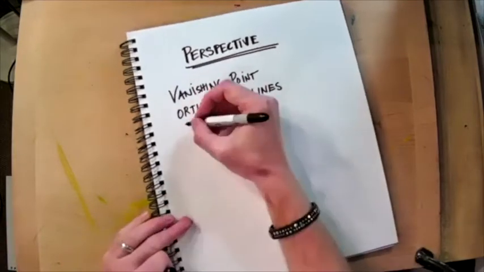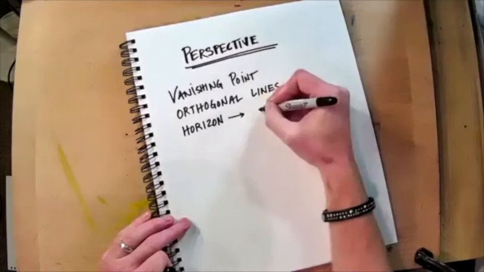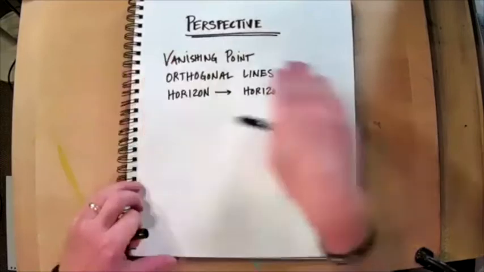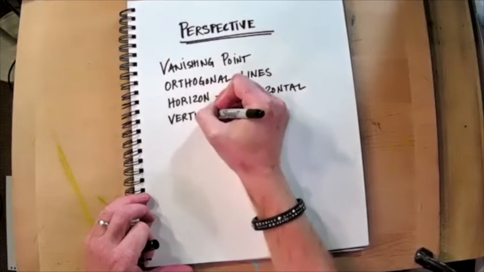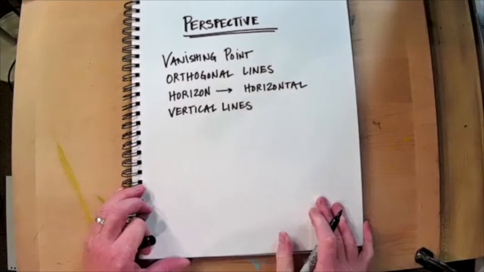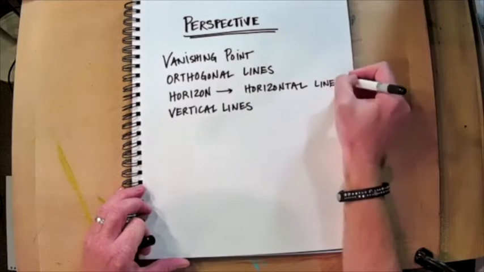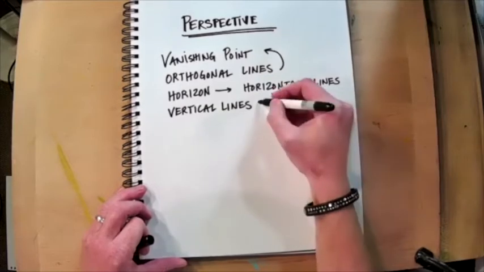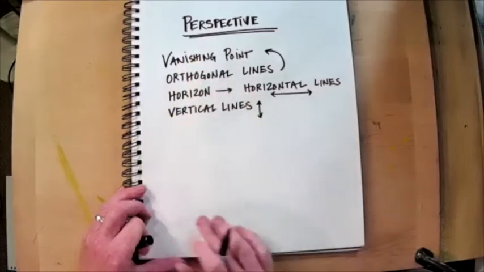Besides that, you have a horizon, and on the horizon you would have horizontal lines, and those are the lines that go straight across. And then you have vertical lines as well, and those are the lines that go straight up and down. So we have 3 different types of lines. We have orthogonal lines, which go to the vanishing point. We have horizontal lines, and then we have vertical lines. And really everything that we're going to do involves all of those things.